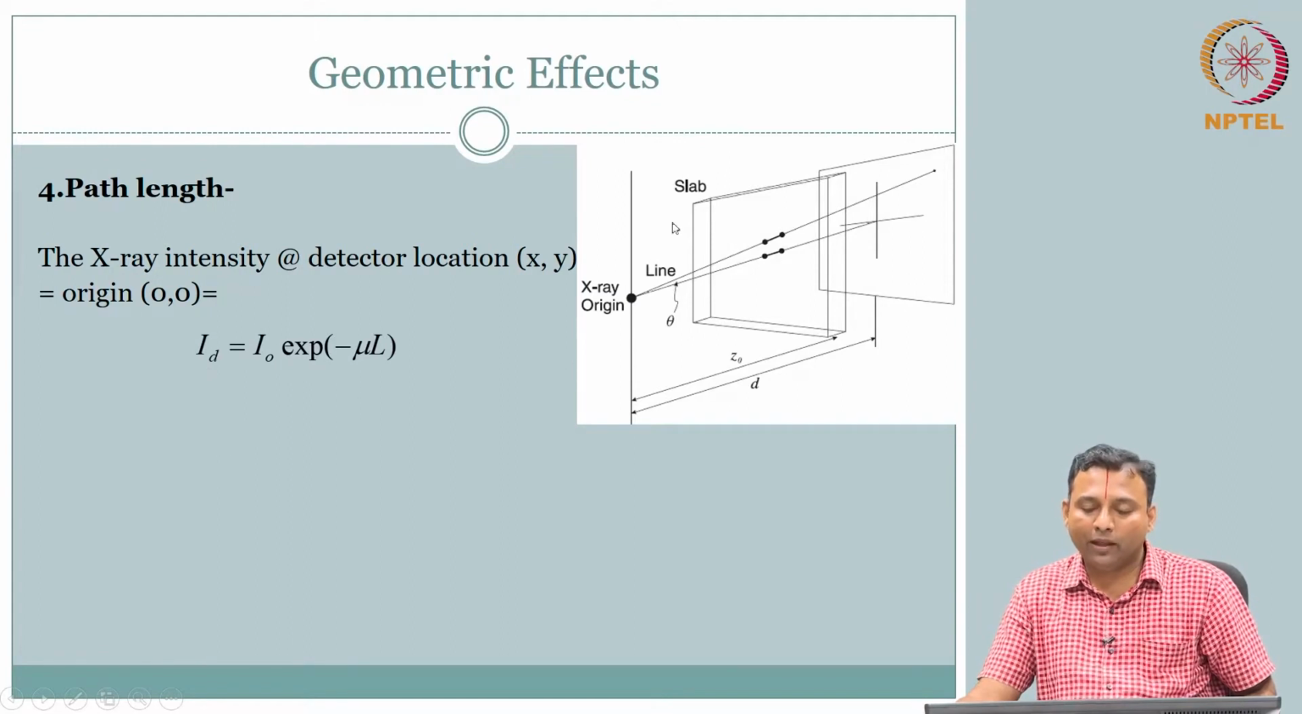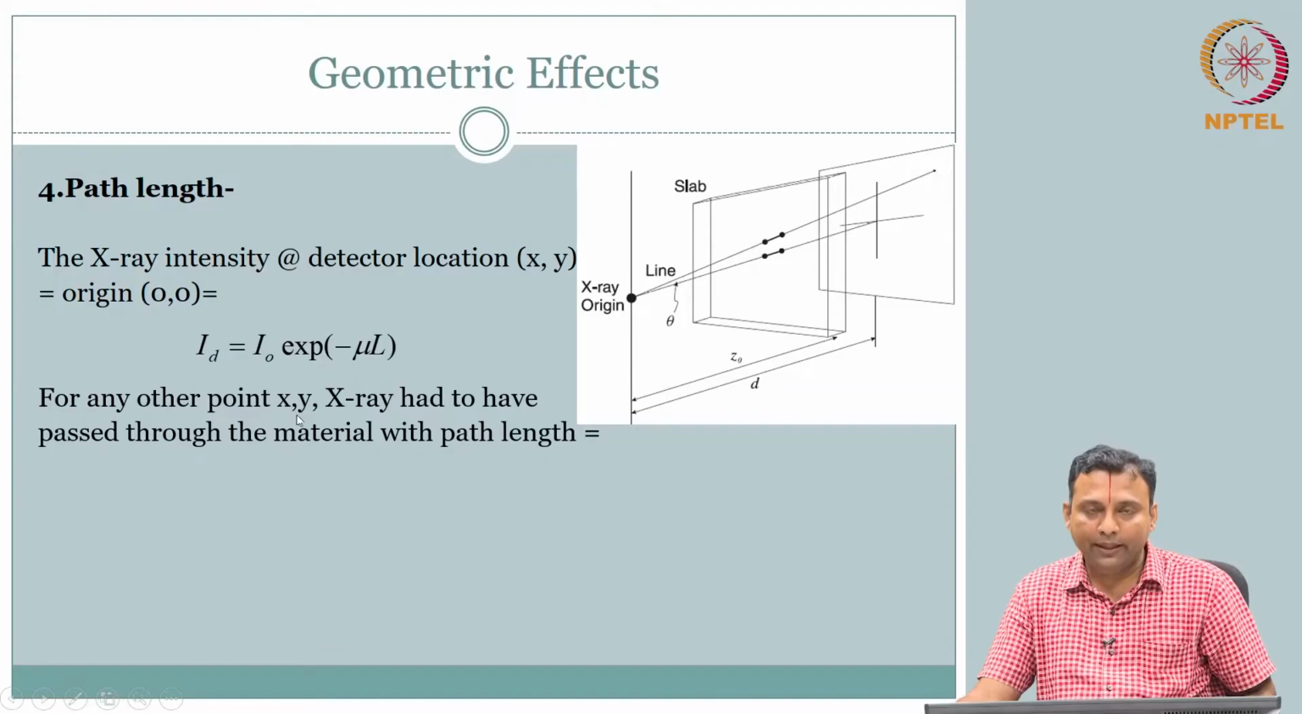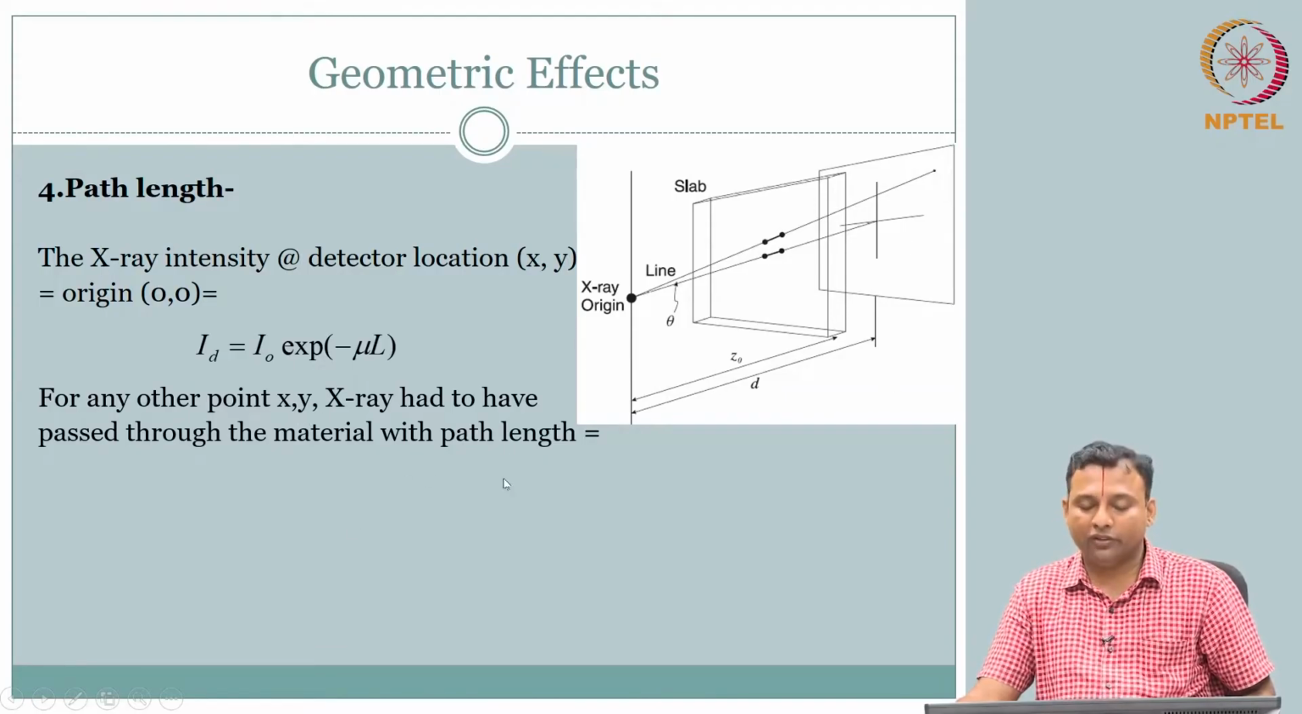However, what is it going to be at other locations? At other locations, you know from this geometry that the length through the material, which we will call L dashed, is going to be greater than this L, correct. You have some theta, so you can write that. For any other point x comma y on the right, the path length, which we call L dashed, will be L by cos theta.